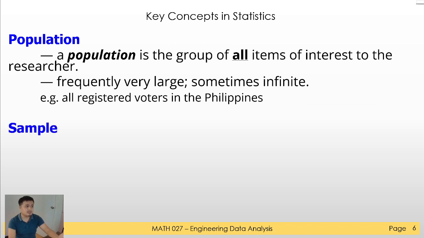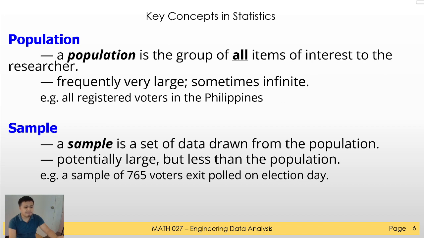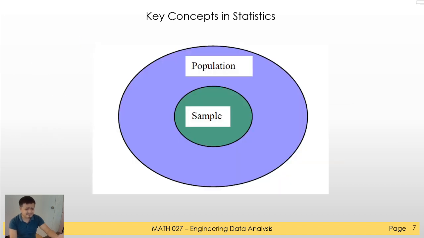Now, in contrast to the population, we have a sample. So a sample is a set of data drawn from the population. So the population is potentially large. Instead of getting everyone from the population, we could get a sample from the population. So an example of that is, let's say, we get 765 voters from all the voters in the Philippines. So the visual representation of population and sample can be seen here. So again, the population is everything, and the sample is just a portion of the population.